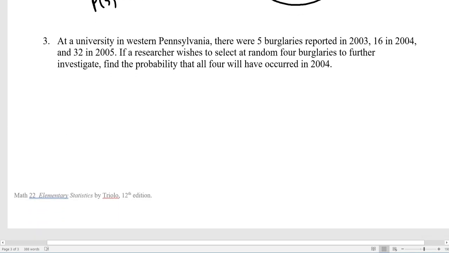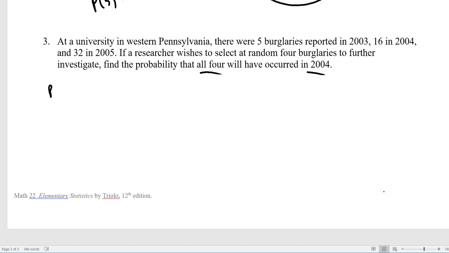University in Western Pennsylvania, 5 burglaries reported in 2003, 16 in 2004, 32 in 2005. A researcher wishes to select a random 4 burglaries to further investigate. Find the probability all 4 occur in 2004. So we're saying the probability of 2004 and 2004 and 2004 and 2004.